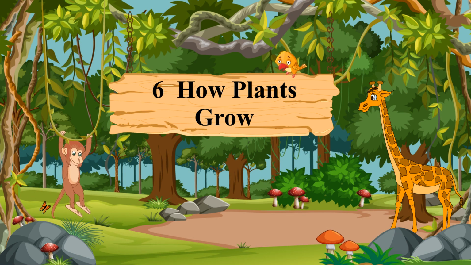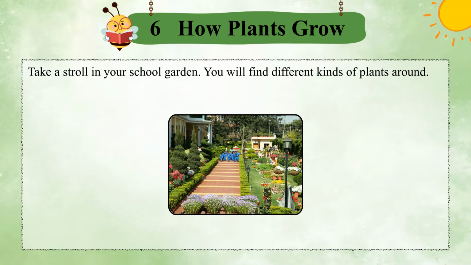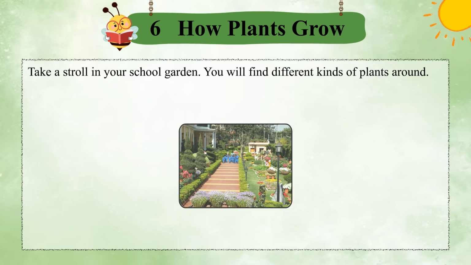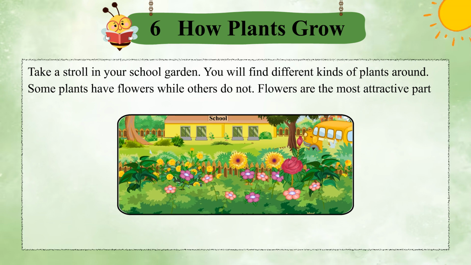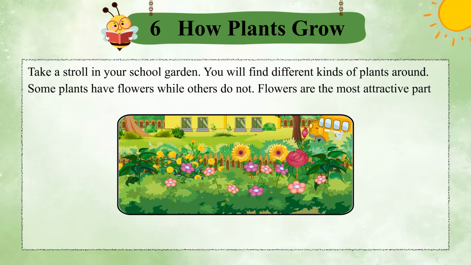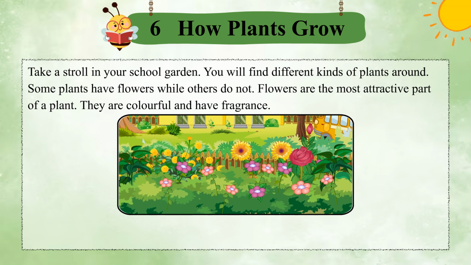Chapter 6. How Plants Grow. Take a stroll in your school garden. You will find different kinds of plants around. Some plants have flowers while others do not. Flowers are the most attractive part of a plant.